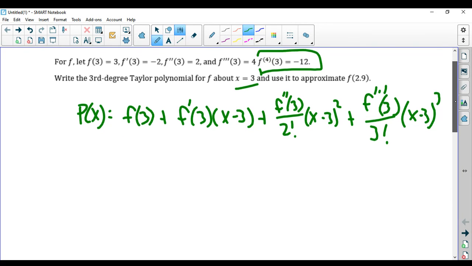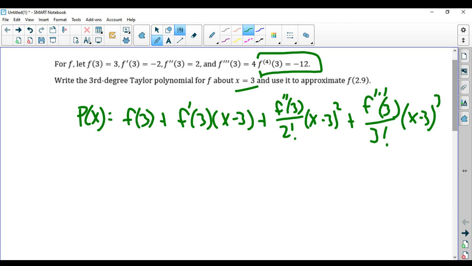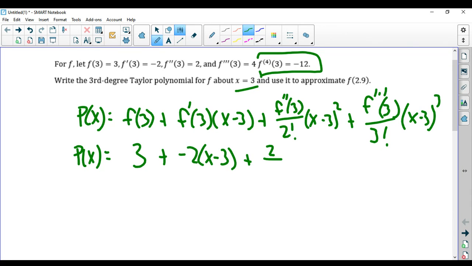So fill in all the values. P of x equals f of 3, which is 3. F prime of 3 is negative 2. F double prime of 3 is 2, and 2 factorial is 1 times 2, which is 2. And F triple prime of 3 is 4 over 3 factorial, which is 1 times 2 times 3, which is 6.